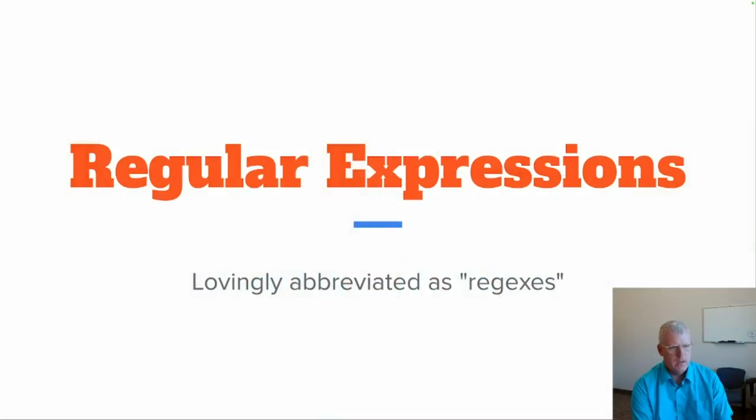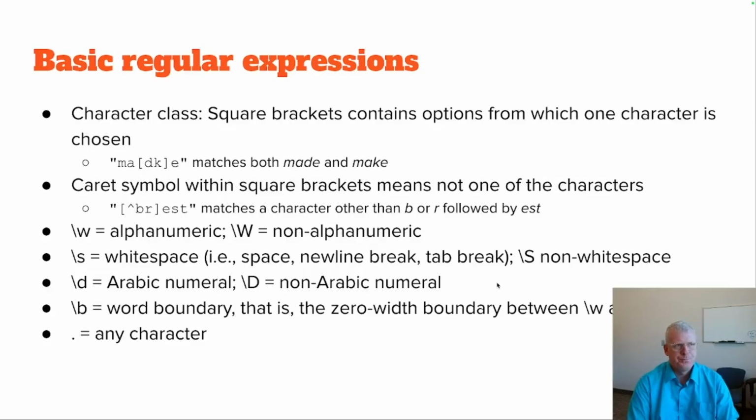Let's take a look at regular expressions, lovingly abbreviated as regexes or regexes. I personally would go with regexes. So let's go. Character classes, those are square brackets. And the characters between the square brackets are the ones that the regex engine will try and find. Right, so for example, to find made or make, we can put D and K between square brackets.